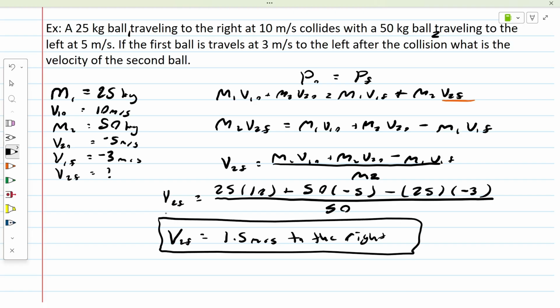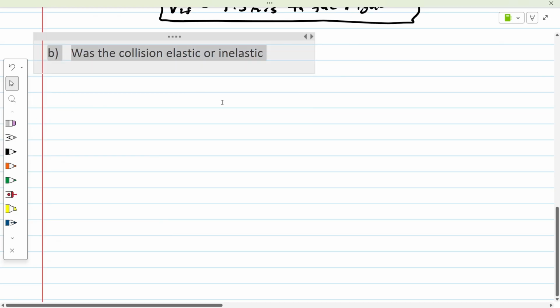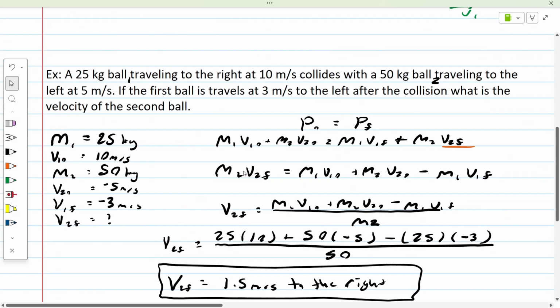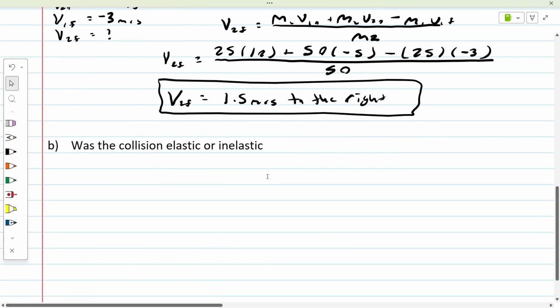But now you may be thinking, how do we know if this was elastic or inelastic? Well, we're actually able to check that, and that's what the next one is asking this. Was this collision elastic or inelastic? So, how can we tell? Well, we know if it's perfectly elastic, then the kinetic energy is going to be conserved. So we can actually check, does the kinetic energy change from initial to final? So let's go ahead and calculate the initial and final kinetic energies.